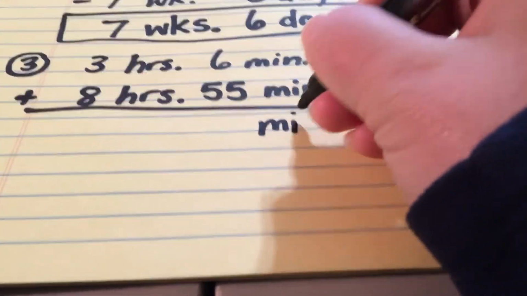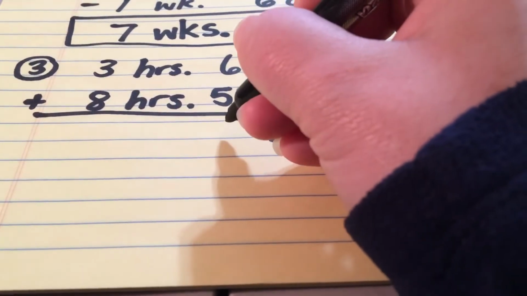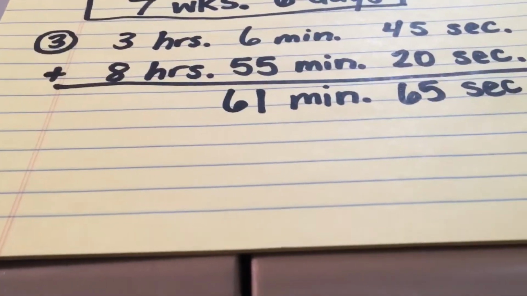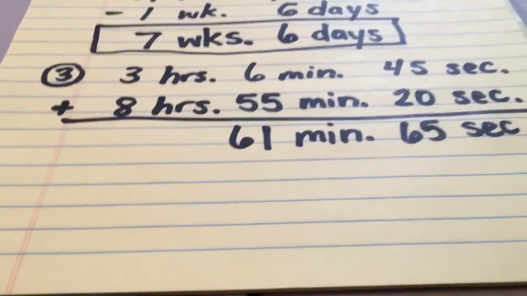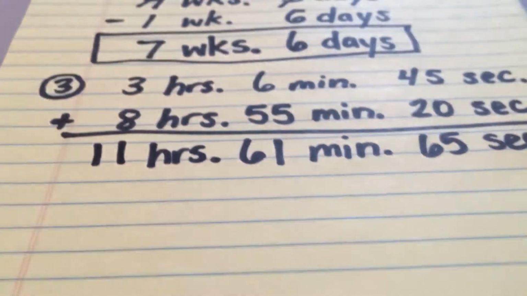Let's add our minutes to minutes. 6 plus 55 is 61 minutes. Oh, shucks. 60 minutes equals an hour. I'm going to have to do something with that too. Let's keep going for now. Hours plus hours is hours. 3 plus 8 is 11.